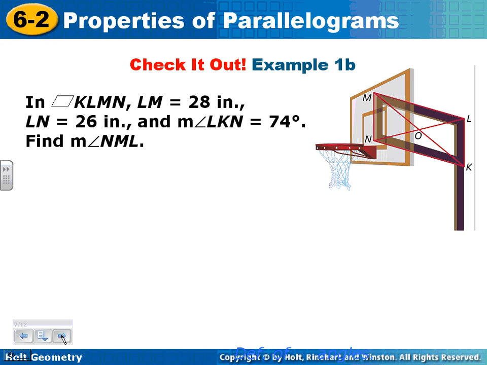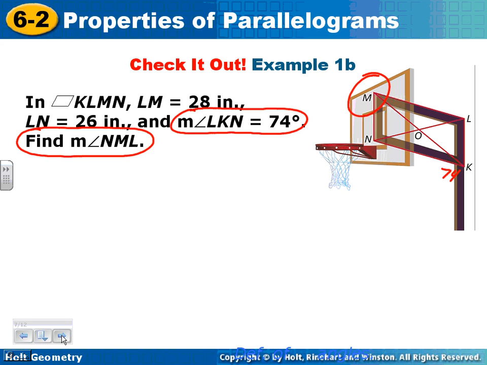The only piece I need is this 74, because I'm asked to find this angle measure. Let's label LKN. LKN is 74. That's the angle down here in the lower right-hand corner. I'm asked to find LML, so this angle up here. Well, your choices are, are they congruent or are they supplementary?